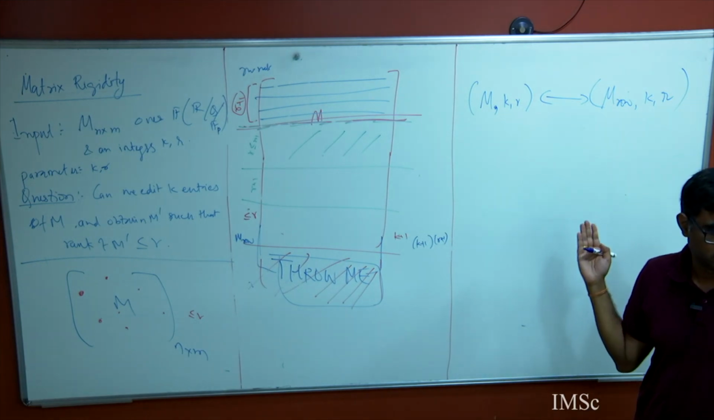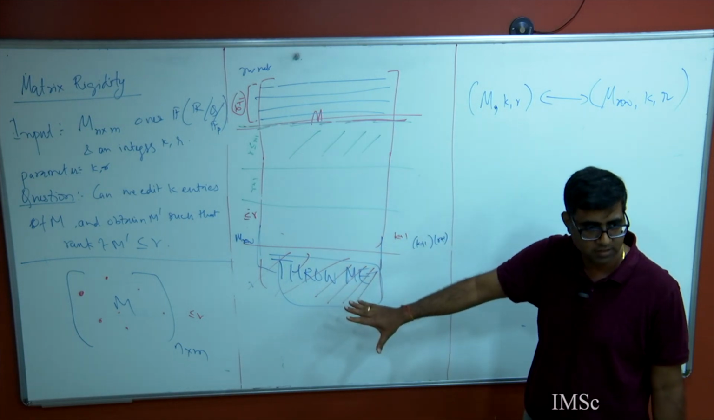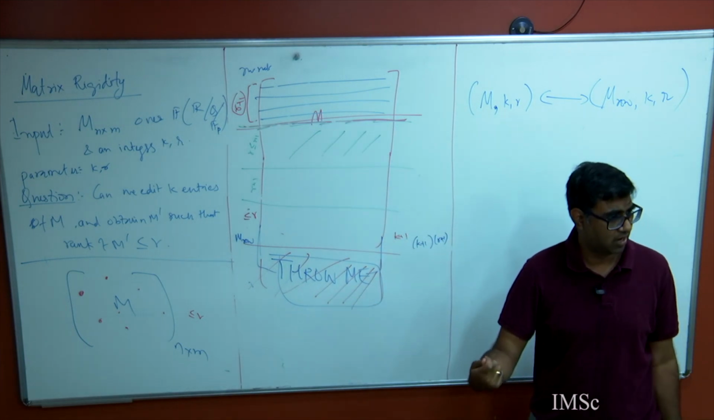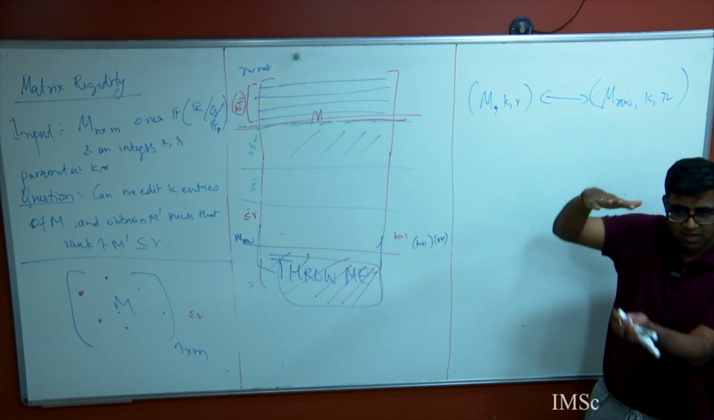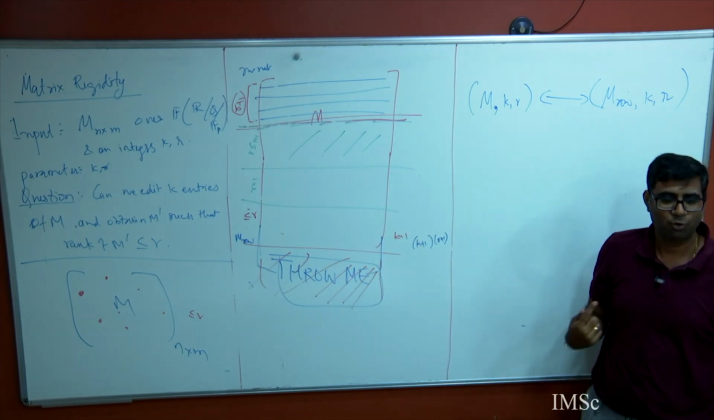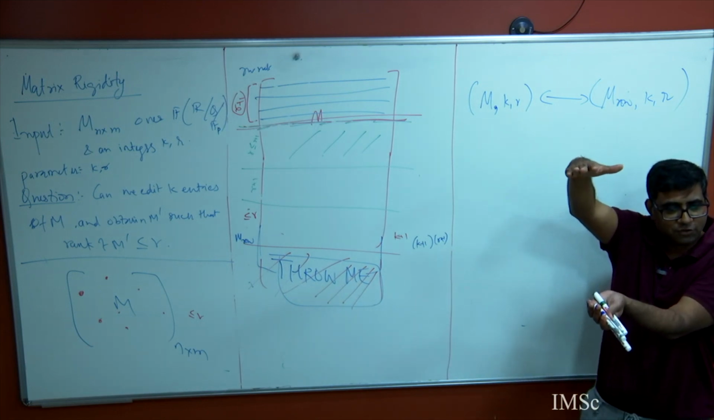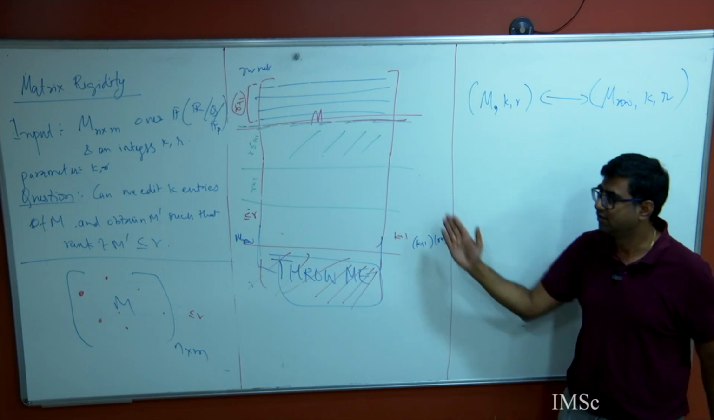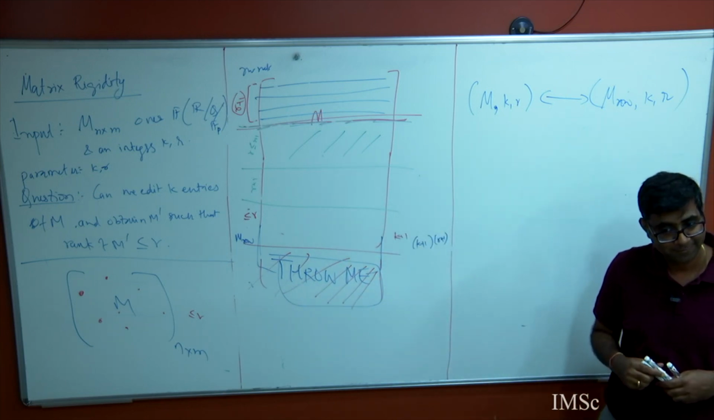Forward direction is trivial. If I can make k modifications in this whole matrix such that the rank becomes at most r, then I just do corresponding modifications here, that also will be there. What is hard is to show the reverse direction. Why, if you only do modification to these little guys, is it sufficient here? Do you see the proof?